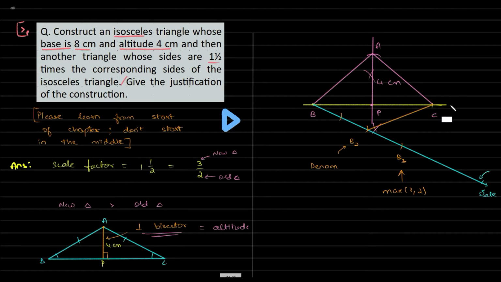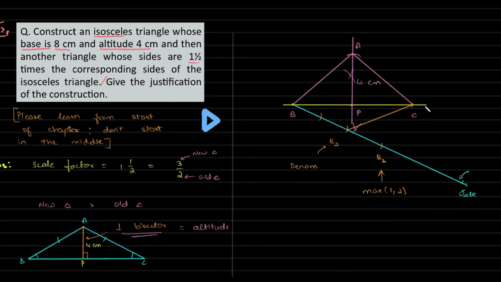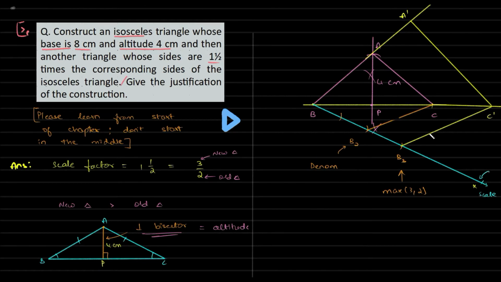And next is, this line has to be extended. And we need to draw a line parallel to B2C. And this line has to be extended. And from C dash we need to draw a line which is parallel to AC. So this is A dash, C dash. So this is your required diagram, okay? Right? The same procedure as before, drawing parallel lines and all of that. So only difference is this. So this is important for this particular question.